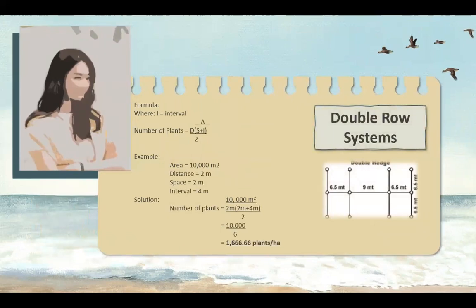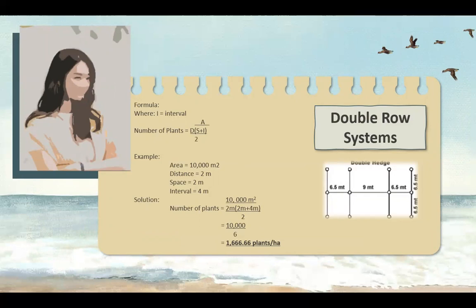Next system is what we call the double row system. In the double row system, we use the formula: number of plants is equal to area divided by distance times space plus interval divided by 2. 2 is constant. Let's have an example. Our area is 10,000 square meters. The distance is 2 meters, the space is 2 meters, and our interval is 4 meters.